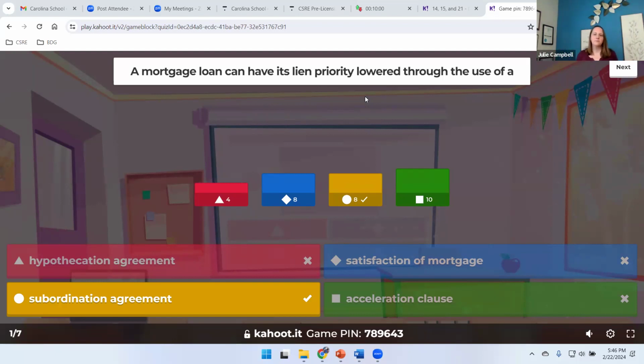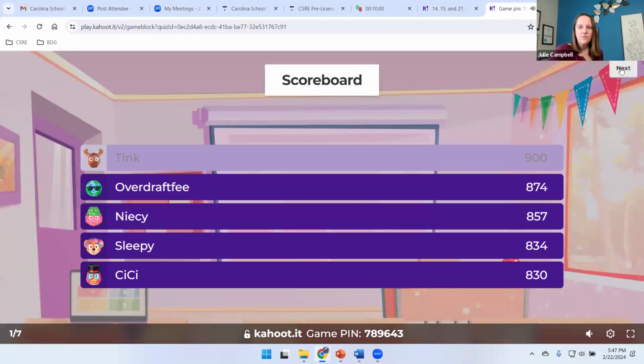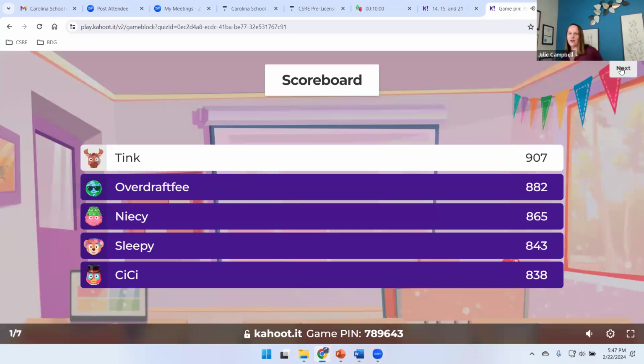Questions on this one? Let's see who got it right out the gate. Tink got it right the fastest, followed by overdraft fee. You'll have to tell me who you are. Nisi, Sleepy, you guys got to fess up in private chat. Tell me who you are. And then CC. Questions on that?